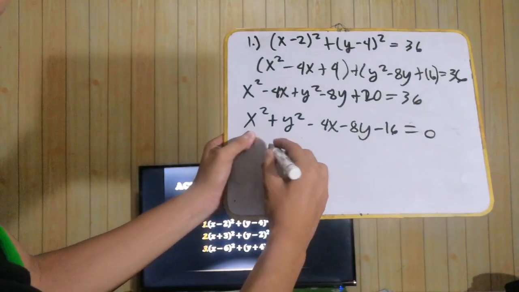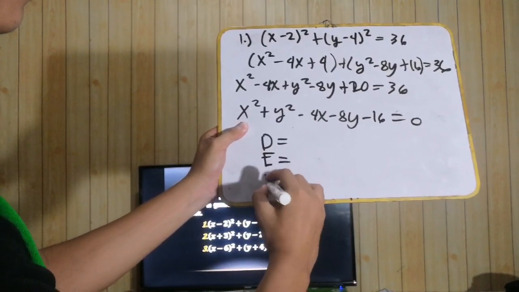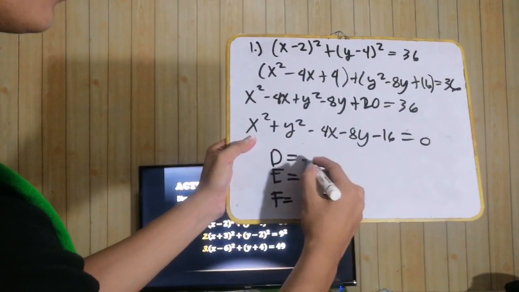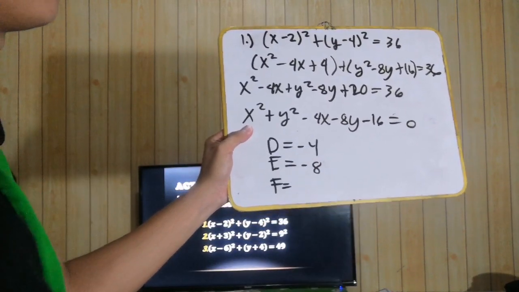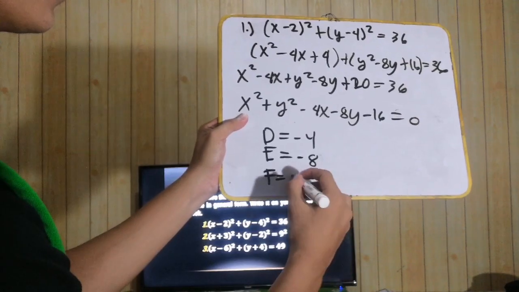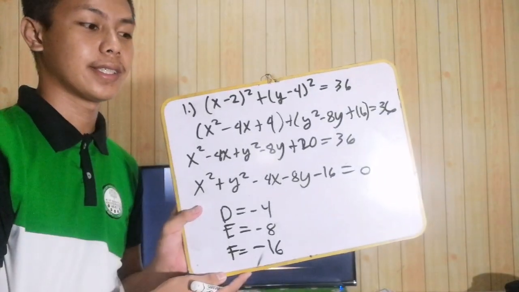Now, what are the values of our D, E, and F? The value of our D is negative 4. Our E is negative 8. Our F is negative 16. Okay, class? Got it? Any questions? None? Okay. Now, let's proceed with our quiz.